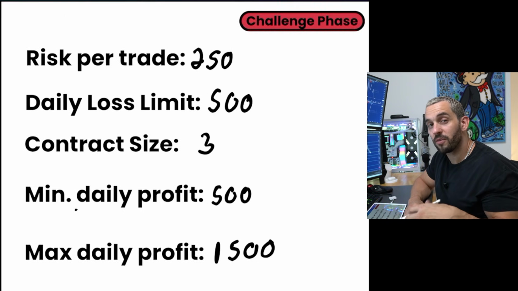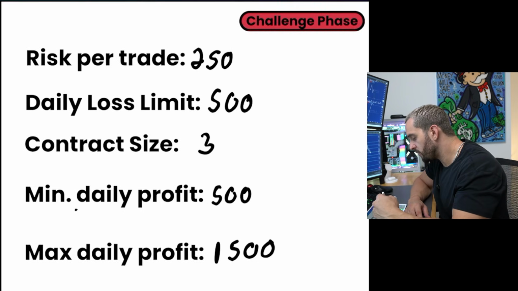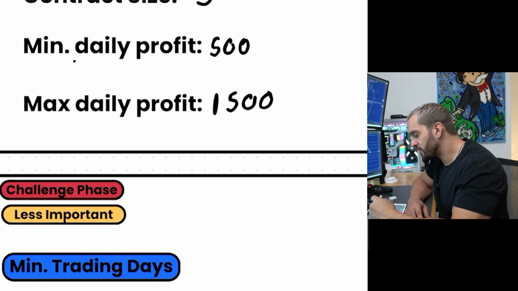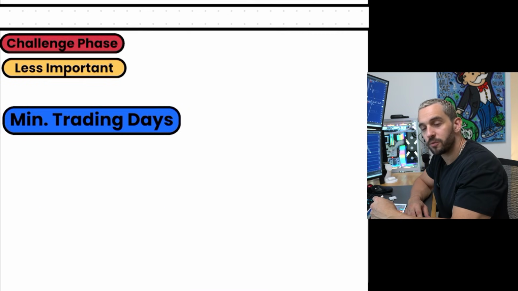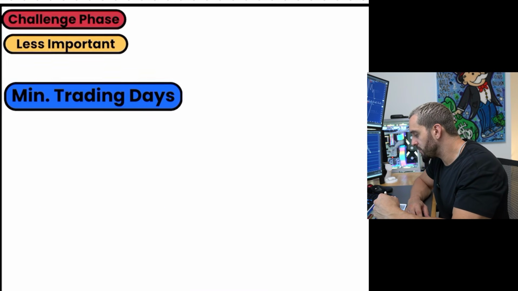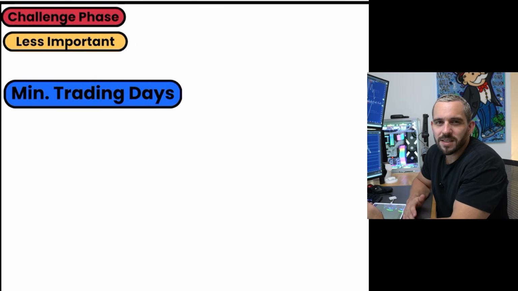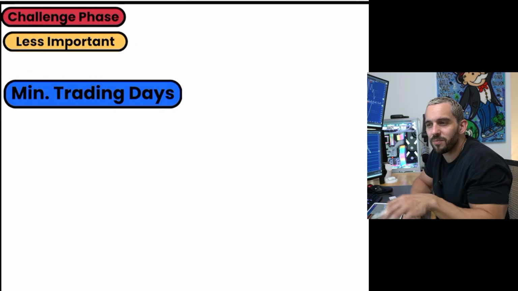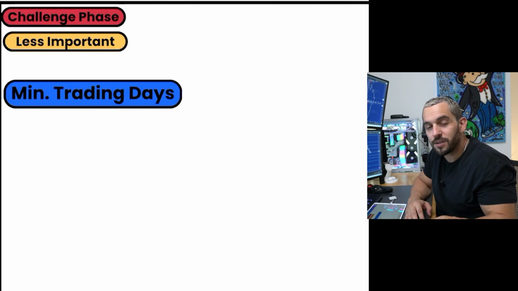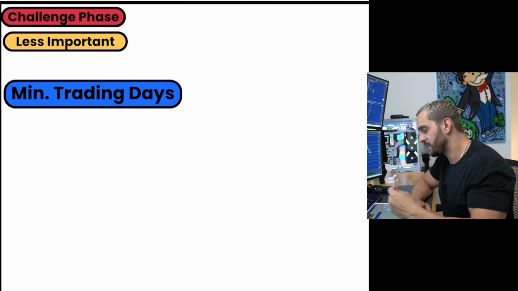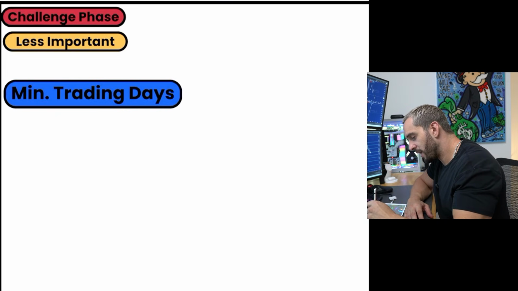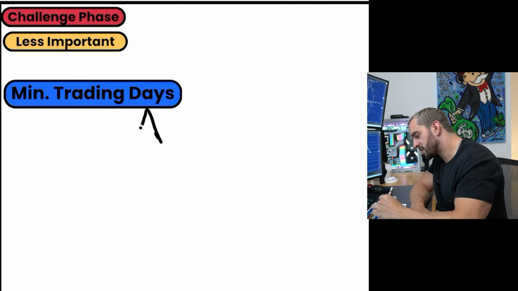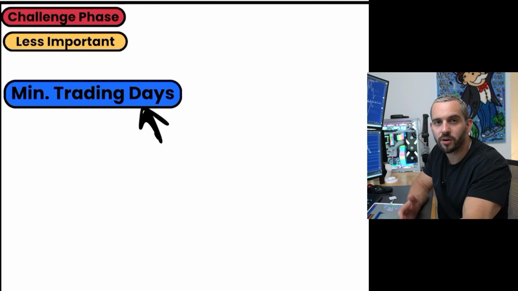Now, there are still a lot of other rules that prop firms have, so I want to move on to what I would consider the challenge phase, but less important rules. These are things that I deem personally as something that doesn't really impact my trading plan. It's not something that is changing what I do from a day-to-day perspective on the trades that I take. So the first one for that is called the minimum trading days. The minimum trading days just states how many days you have to trade before you're allowed to pass the challenge.